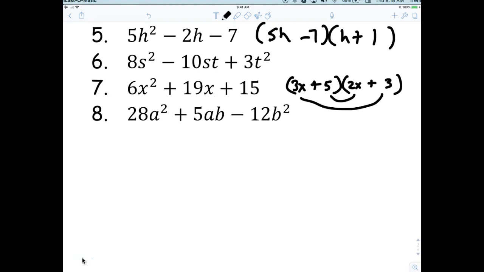All right. Now let's look at 28a squared. Why is this one annoying? 1 and 28, 2 and 14, 4 and 7. Lots of options. All right, and then 12. 1 and 12, 2 and 6, 3 and 4. So we're going to start with 4 and 7. So we're going to say 4a and 7a. Then I'm going to do the factors of 12, 3 and 4. Where does 4 have to go? On the right, and 3, it would be 4b and 3b.